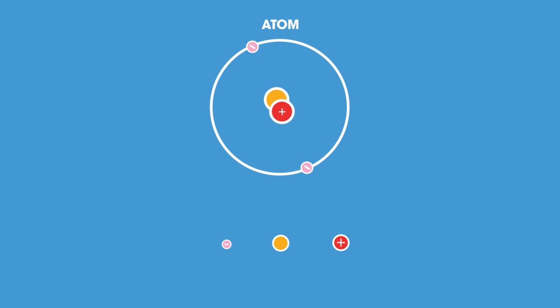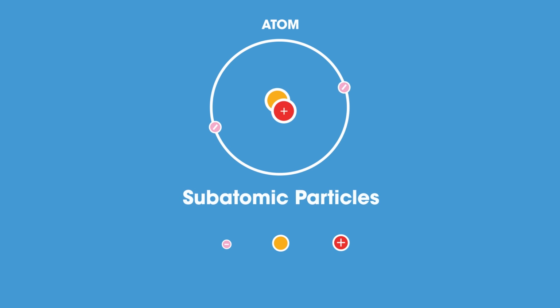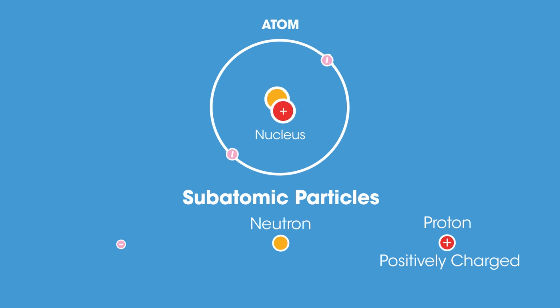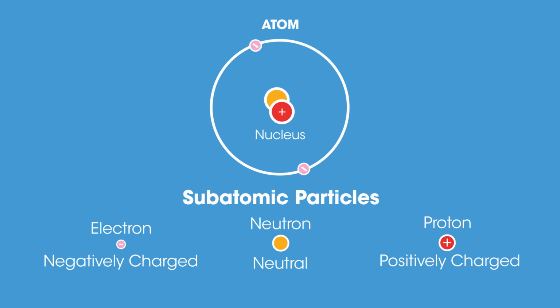Atoms may be tiny particles themselves, but they are made of even smaller particles, called subatomic particles. Atoms consist of a central nucleus that contains protons and neutrons. Protons are positively charged, and neutrons have no charge. This makes the nucleus overall positively charged. Much like how the Sun has planets orbiting it, the nucleus has electrons orbiting. Electrons have a negative charge.